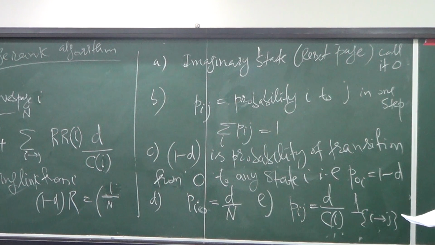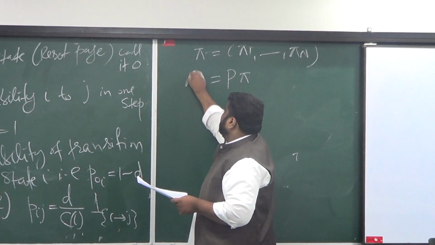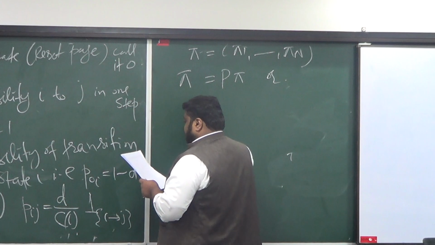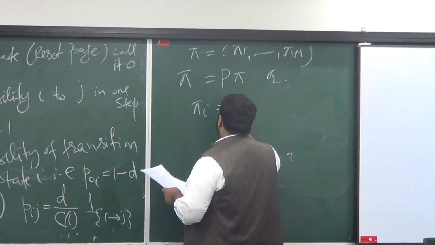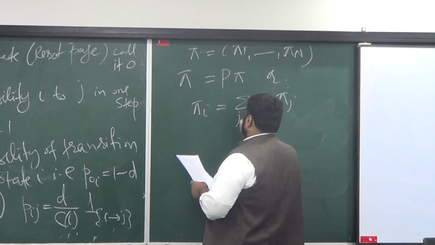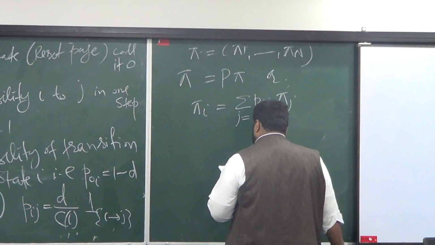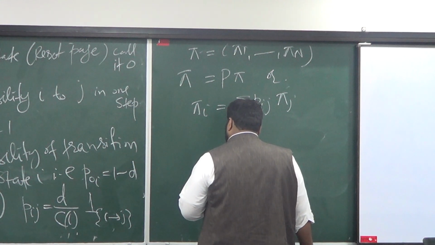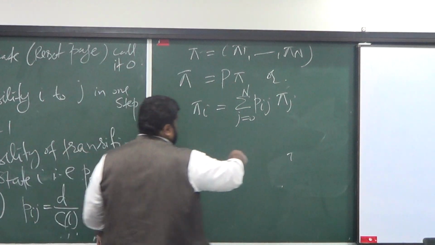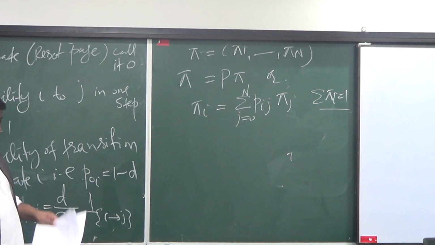And what immediate property does pi have? The immediate property pi has is P pi equals pi. Or you can also say that each pi i is the sum of p ij multiplied by pi j, where the sum is taken over j. Where does j go from and to? And obviously, the sum of all these pi i's must be 1.